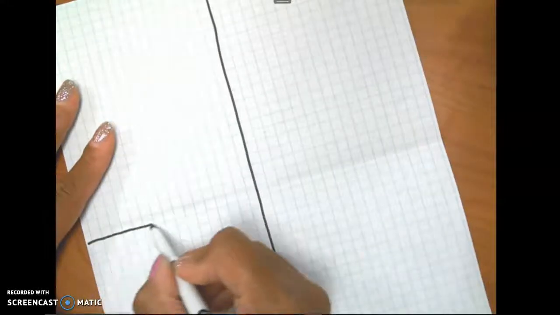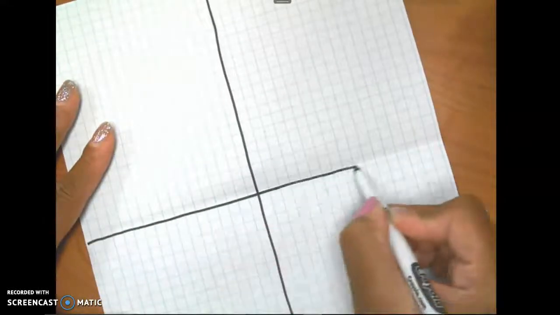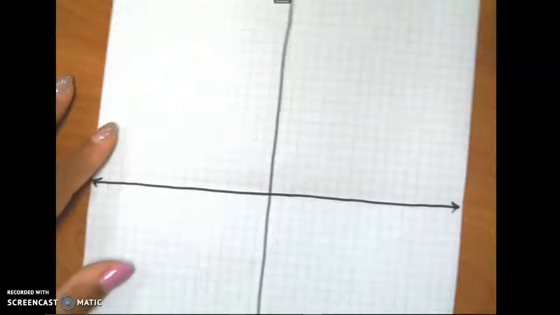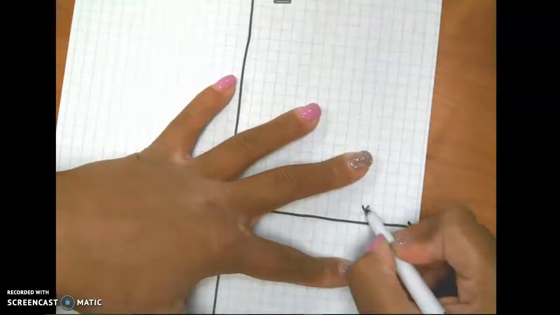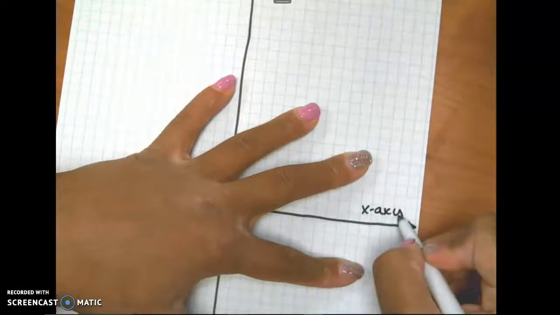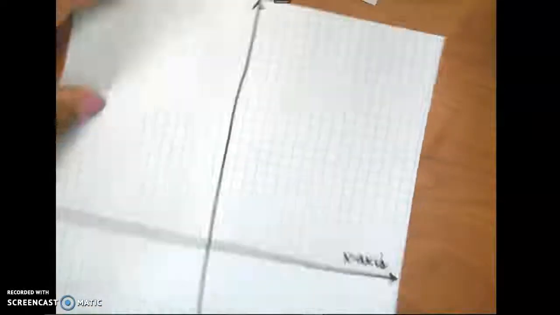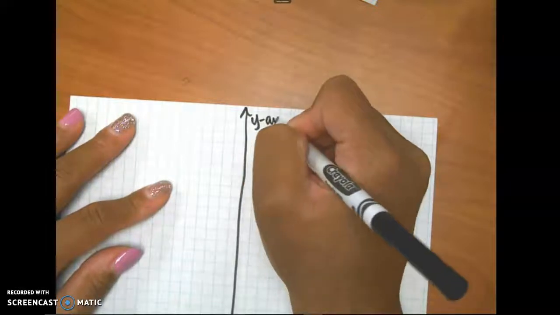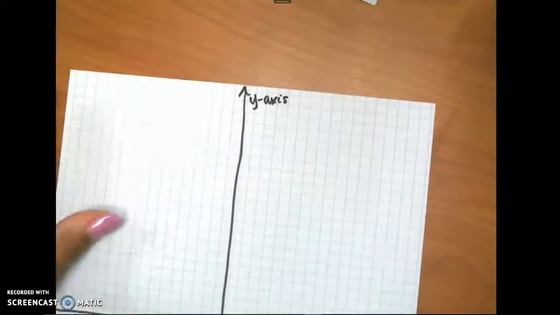And then you're going to go left and right, across the middle, staying on the blue line. Okay, so this is your x-axis, going left and right, and this is your y-axis, going up and down.